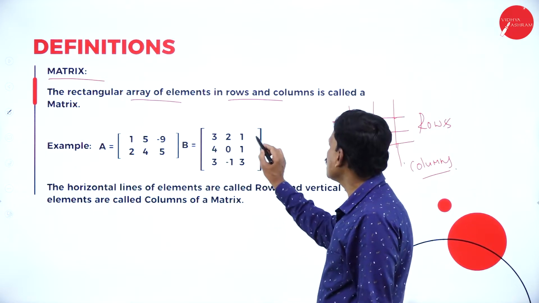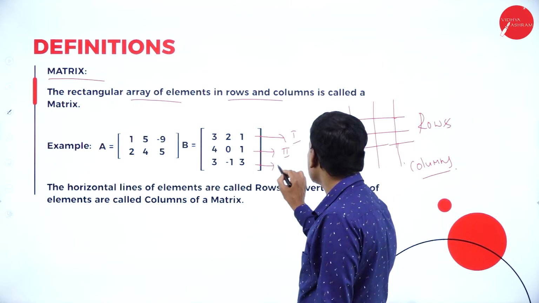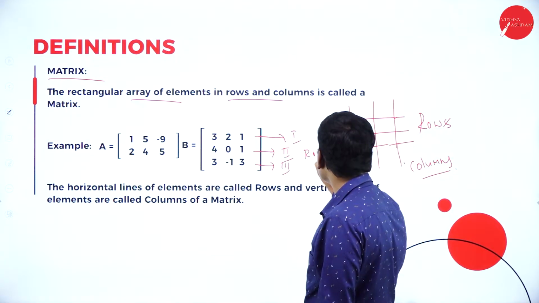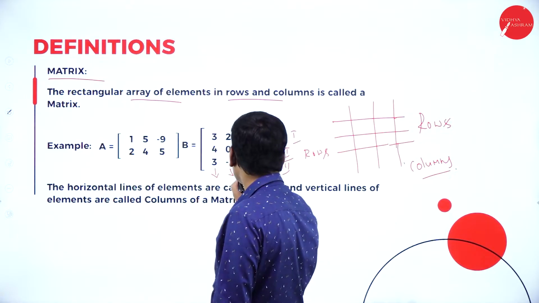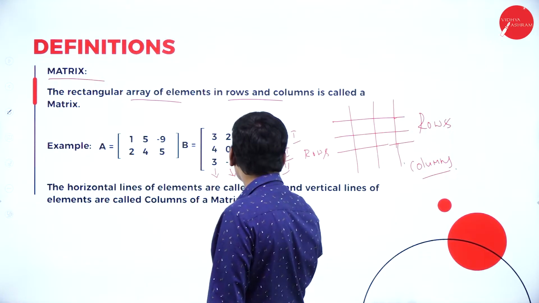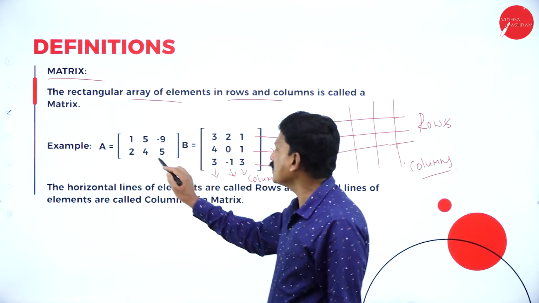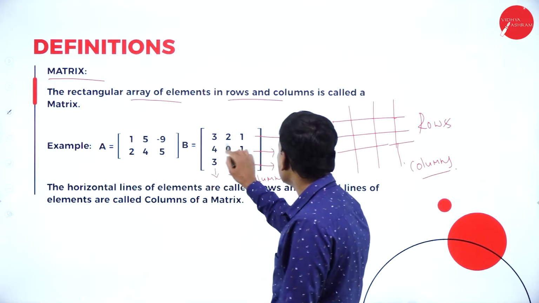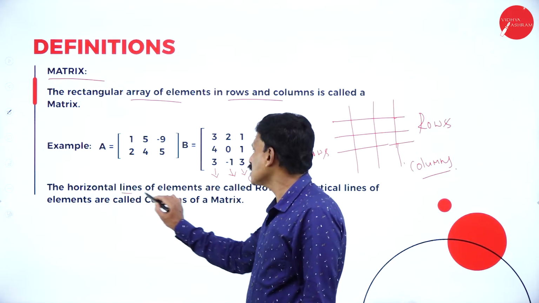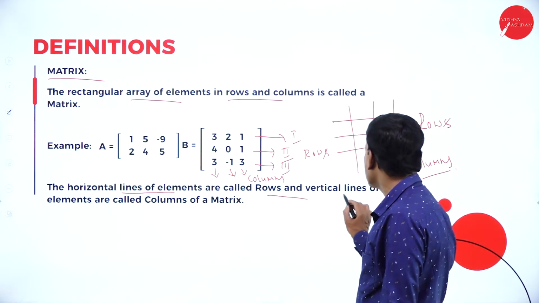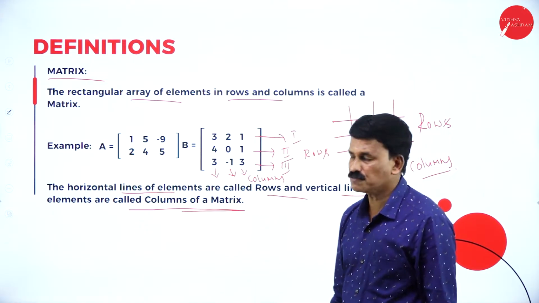See here, this is the first row and second row, and this is the third row. These are called the rows, first row, second row, third row, and they are called the columns, first column, second column, and third column. So, this matrix contains 2 rows and 3 columns. This contains 3 rows and 3 columns. The horizontal lines of elements are called the rows and the vertical lines of elements are called the columns of a matrix.